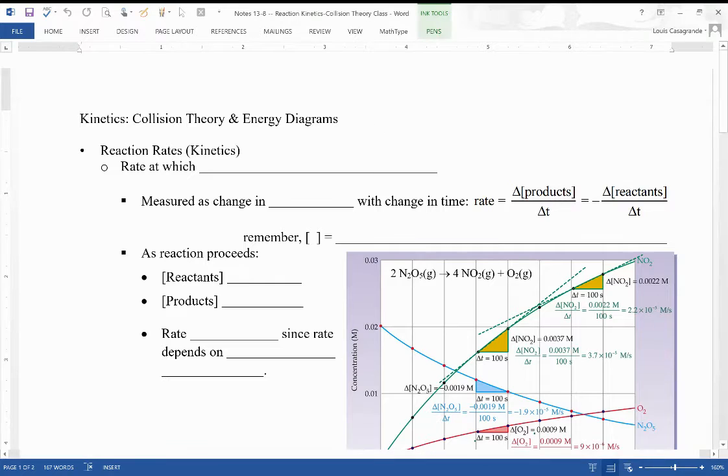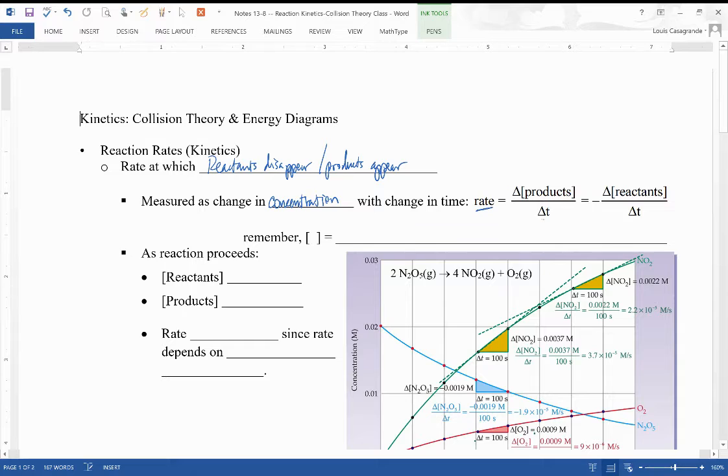So, the rate of a reaction can be determined by the rate at which the reactants disappear because they're being used up, or the products appear and they're being formed. And we're going to measure this as a change in the concentration. You can use pressure too if you're using gases, but concentration is an easier one to think about. The concentration with a change in time.